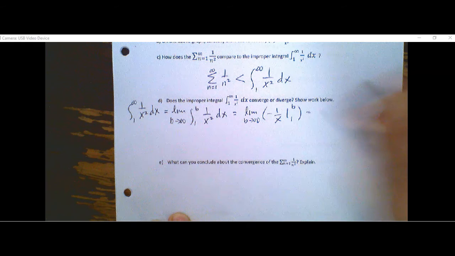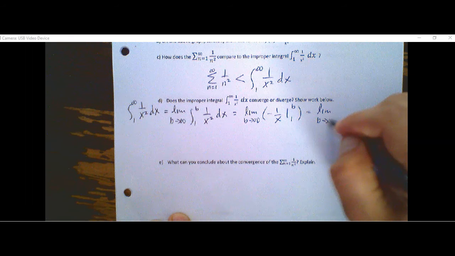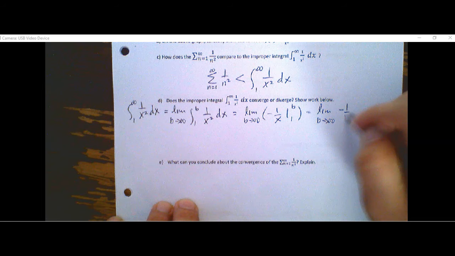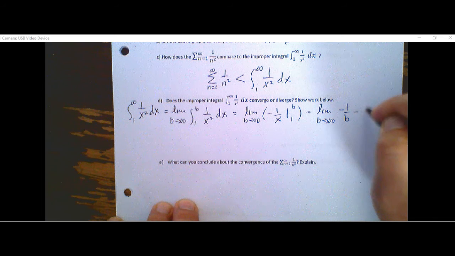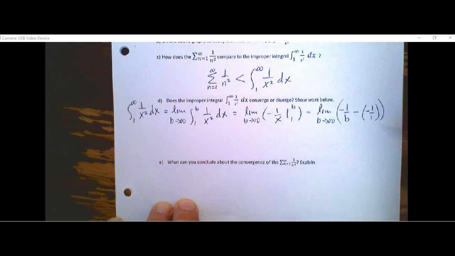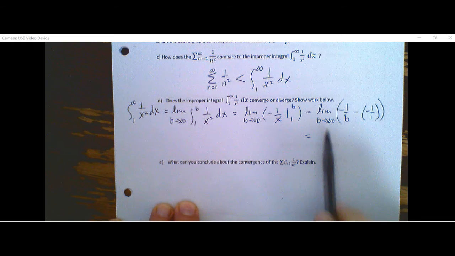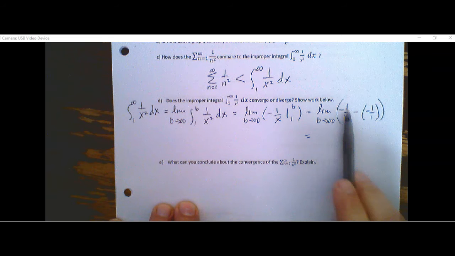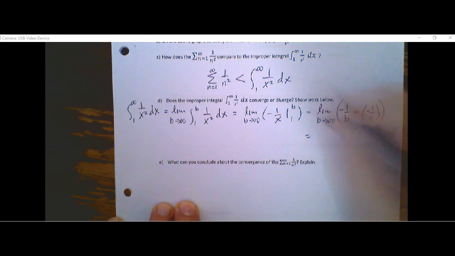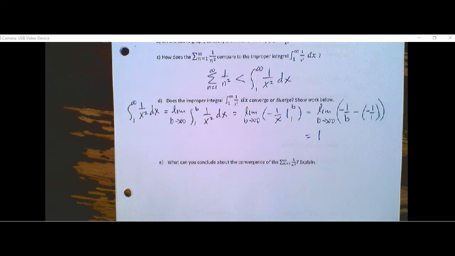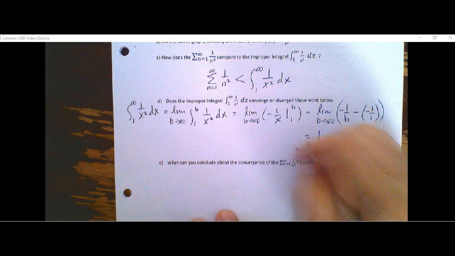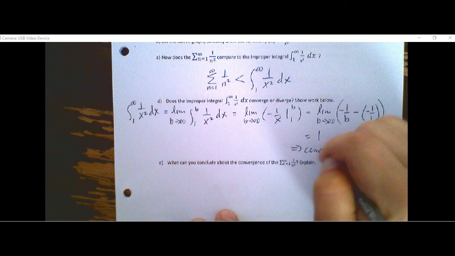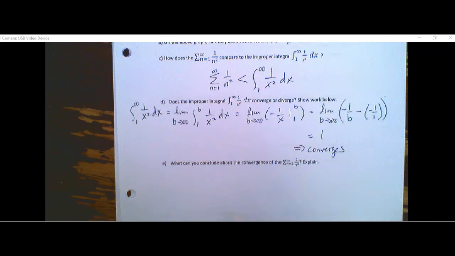That's the limit as b goes to infinity of negative 1 over b minus negative 1 over 1. Right. So of course that's going to change to positive 1, and the limit as b goes to infinity of negative 1 over b is 0, therefore this is equal to 1. So this guy converges, right? It's finite. This integral converges.